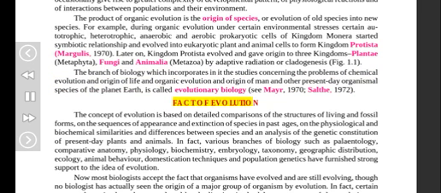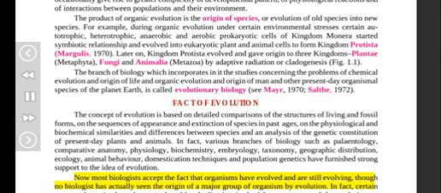Fact of evolution. The concept of evolution is based on detailed comparisons of the structures of living and fossil forms, on the sequences of appearance and extinction of species in past ages, on the physiological and biochemical similarities and differences between species, and an analysis of the genetic constitution of present-day plants and animals. In fact, various branches of biology such as paleontology, comparative anatomy, physiology, biochemistry, embryology, taxonomy, geographic distribution, ecology, animal behavior, domestication techniques and population genetics have furnished strong support to the idea of evolution.